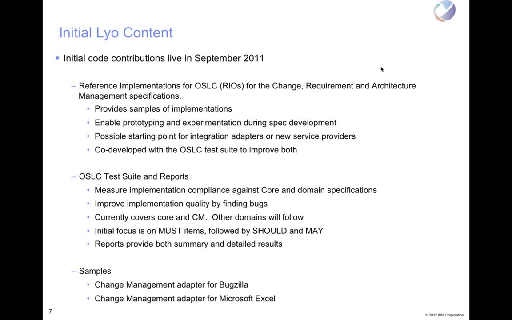And out there today, we also have a couple of samples. There's the change management adapter for Bugzilla, an open source change tracking tool. And there's also an OSLC change management adapter for Microsoft Excel, basically exposing the rows in an Excel spreadsheet as change requests, being able to map the columns in the spreadsheet to OSLC attributes. So I'd encourage people to take a look at those samples if you're interested in them.